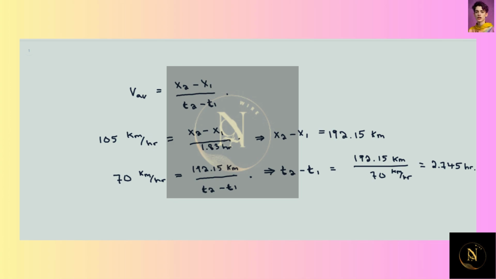The question technically is asking how much longer the trip takes. So one final step is to take 2.745 hours and subtract the original trip length and time, which is 1.83 hours. When you do that, you get 0.915 hours. And that's how much longer the trip takes with traffic than without traffic. And that's your final answer.